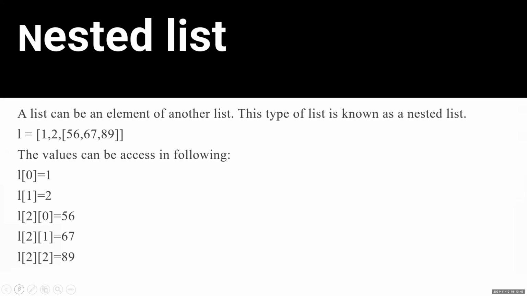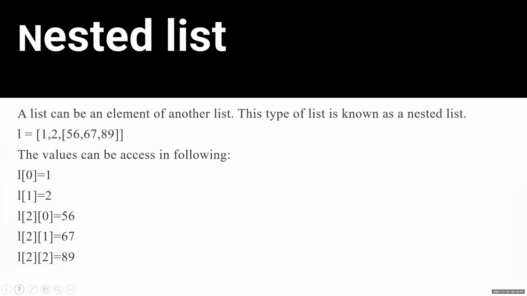Next we are going to learn about nested lists. A list can be an element of another list. It is a list within a list. You can see here this is one list, and inside that there is another list. The list name is L. I have given L as the name.